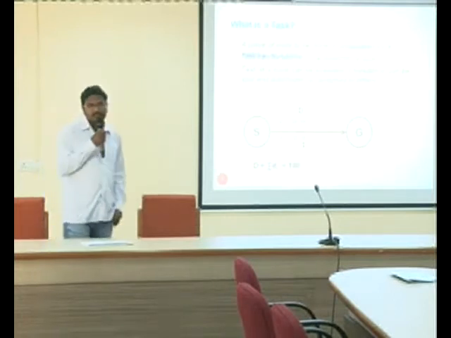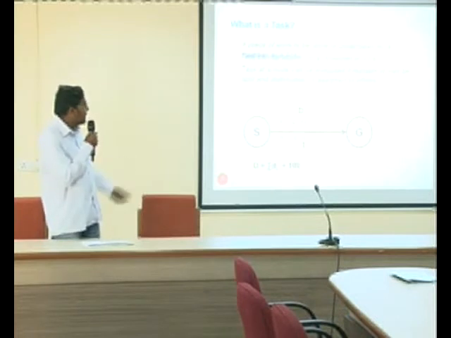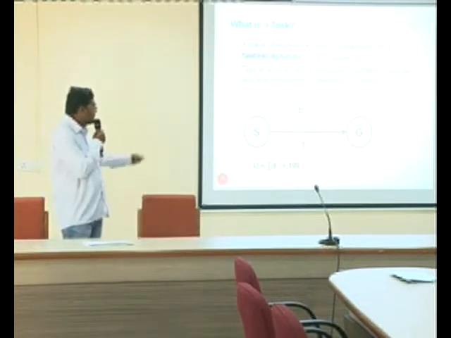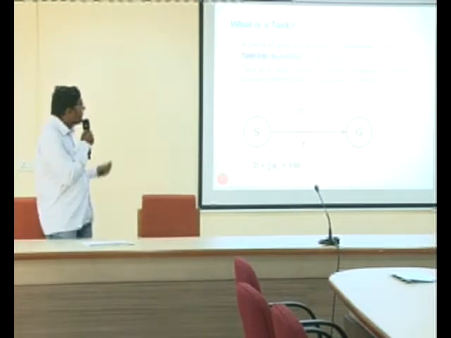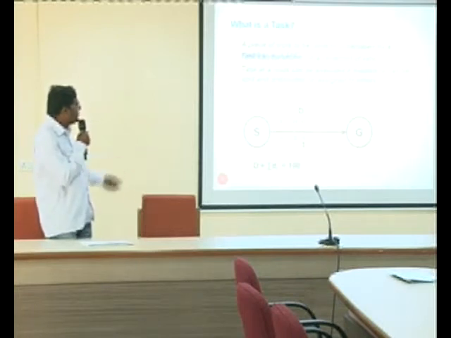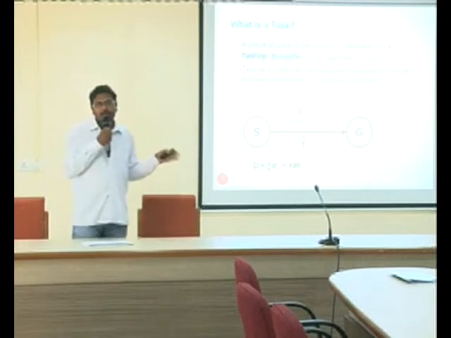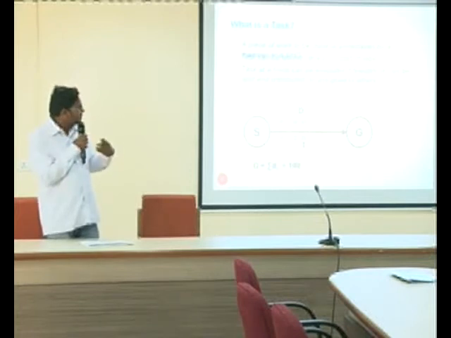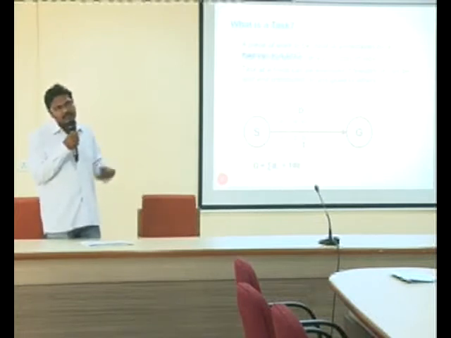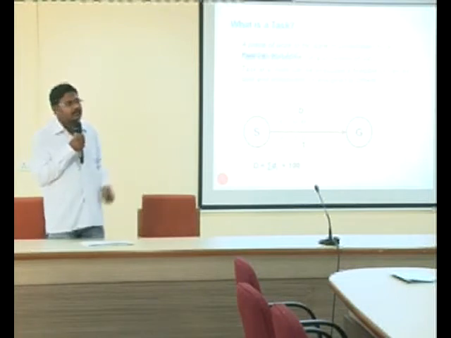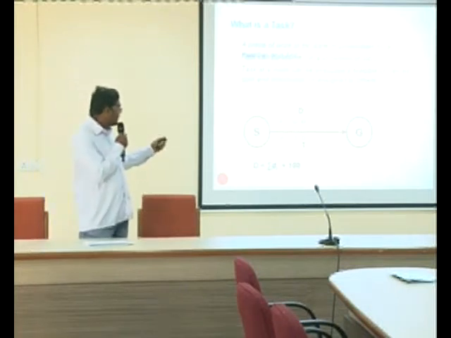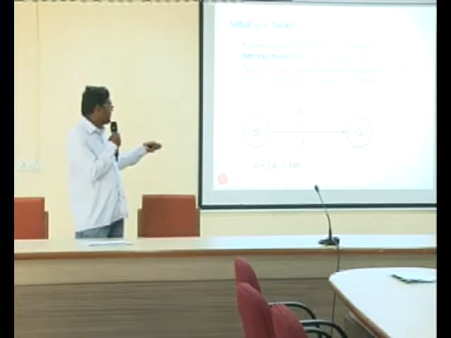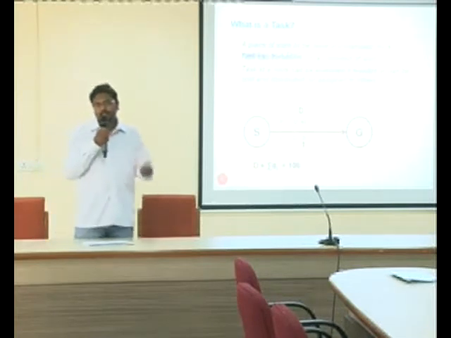So what is a task? This is a simple model of a task. Every task has a start state and a goal state. As the task keeps progressing, these smaller ones, T1 and so on, are subtasks. A bigger task is split into smaller subtasks, and as we keep executing the smaller subtasks, it keeps moving towards the goal. When we are done with the last subtask, it reaches the final state.